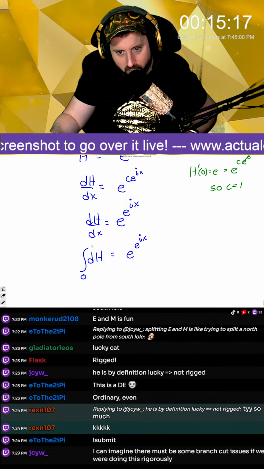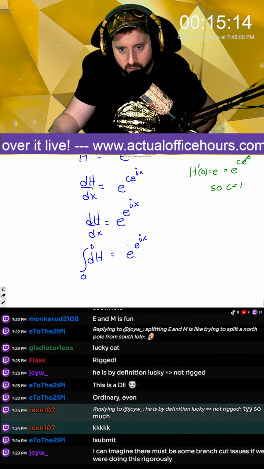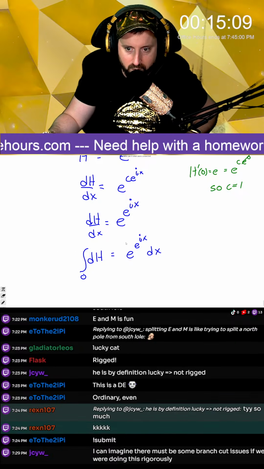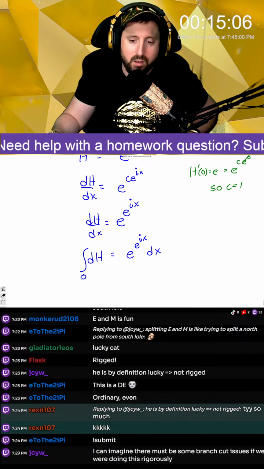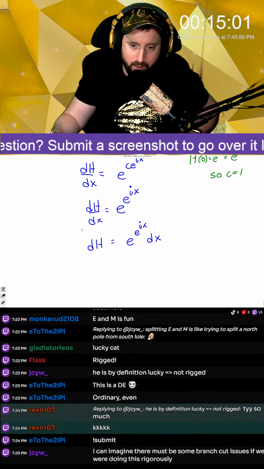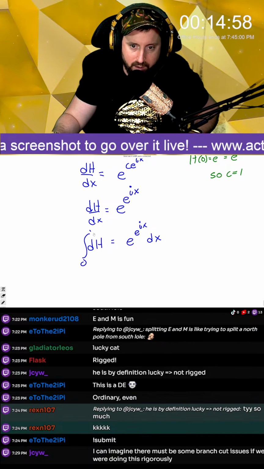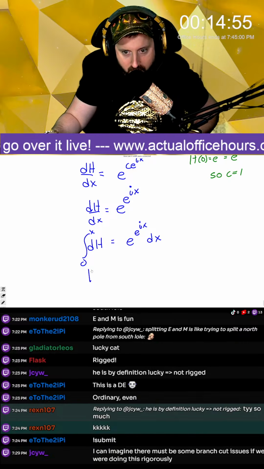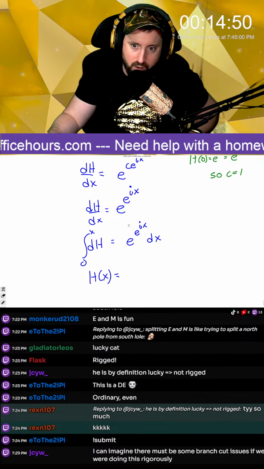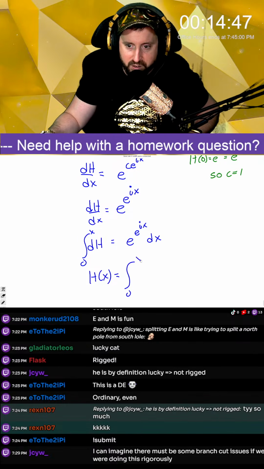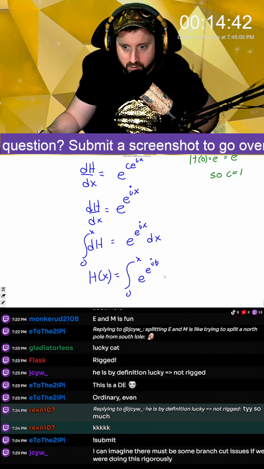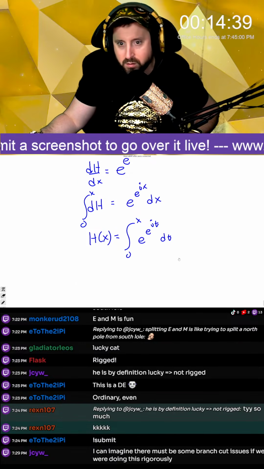Am I going to integrate both sides from 0 to t? No, you'll integrate from 0 to x. Sorry, 0 to x. Our integral of dh is just going to be our h of x. So this goes from 0 to x, because that gives me h of x. And then this goes from 0 to x, but now I'm going to switch this variable to t: the integral of e to the it dt.